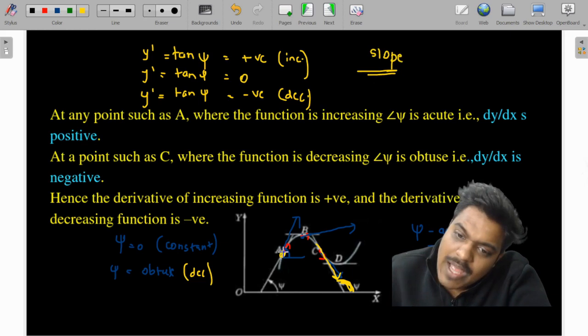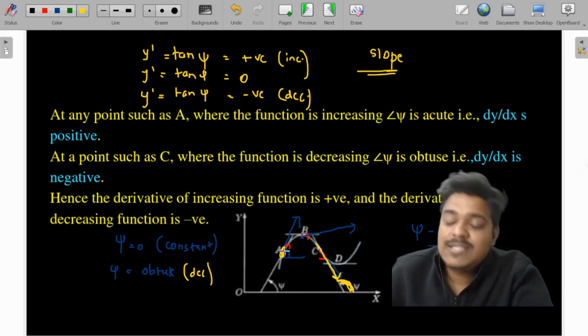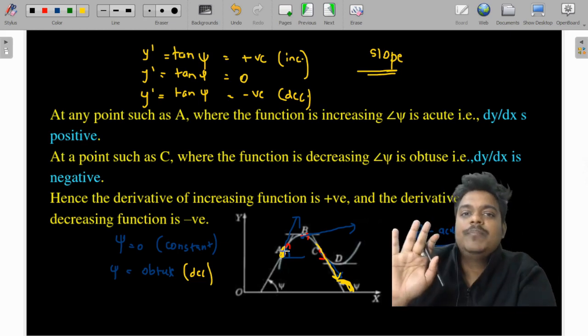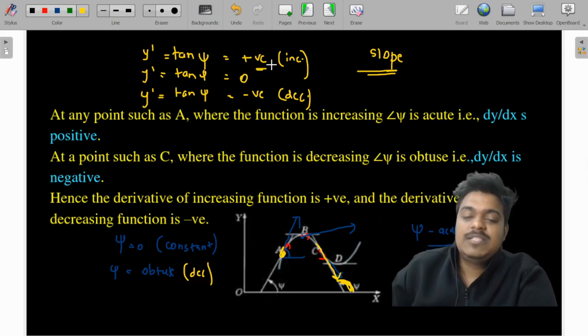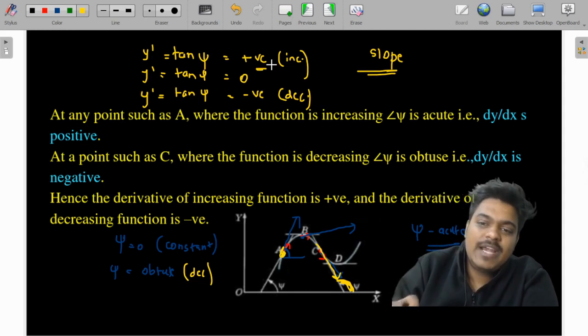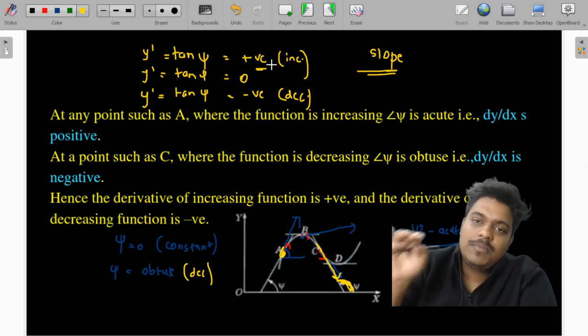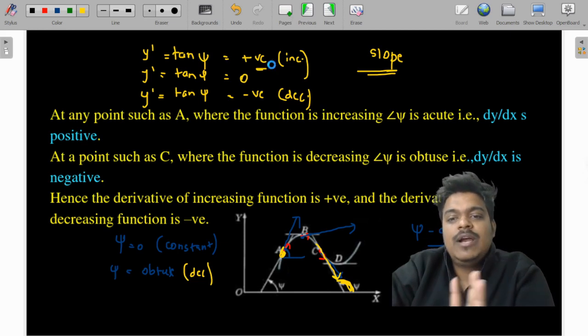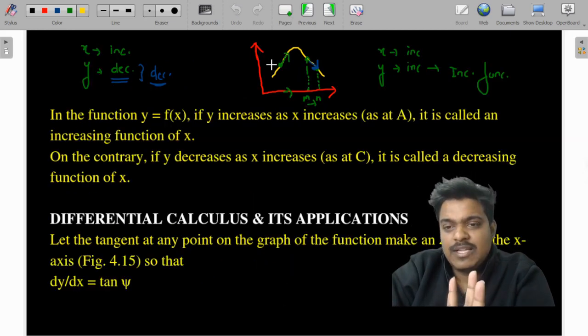you are actually calculating the slope of the tangent. If you calculate the derivative of a function at this point A, it means that you are calculating the slope of the tangent at point A. And if the slope is positive, the function is going up. If the slope is negative, the function is going down. If the slope is 0, the function is constant. I hope this is clear. So this is how you determine whether a function is increasing or decreasing.